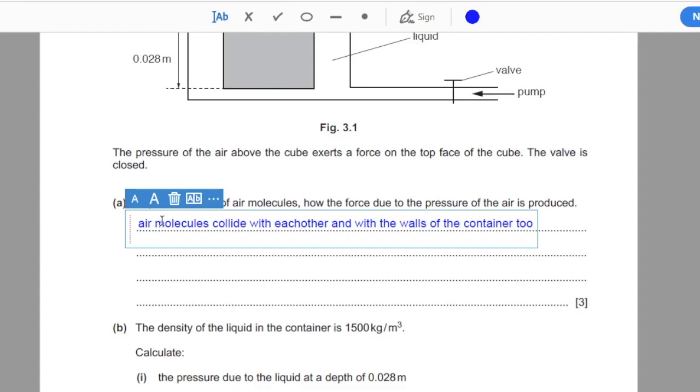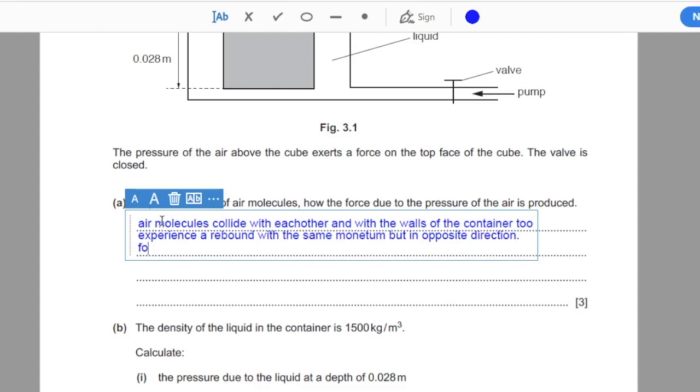When they collide with the walls of the container, they rebound with the same momentum but in the opposite direction. And you know that force is equal to change in momentum divided by time taken. So within that time period, there is a change in momentum.